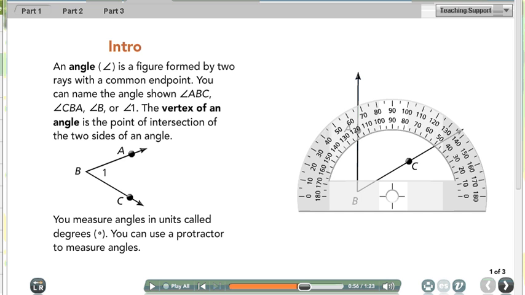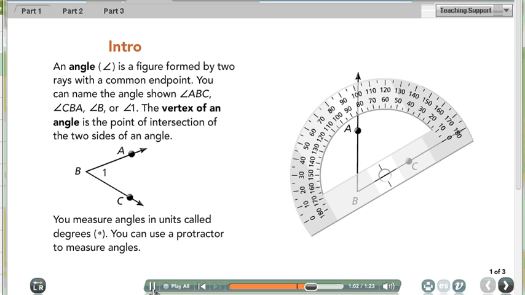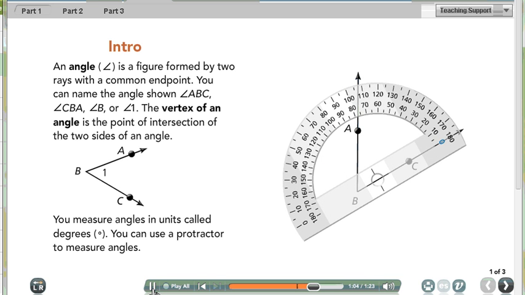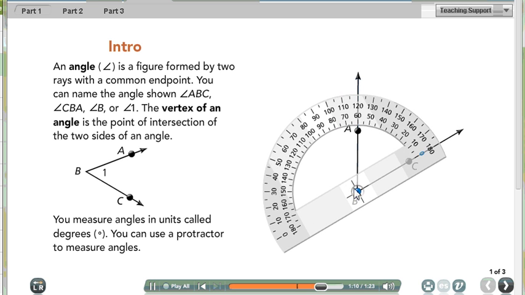Okay, we're watching this one also, and they're going to place this over. See, they're still sliding it. They're lining it up so that these lines all go together. Then they have that in the center, and they're going to be reading from the bottom up. So when we read this, we see that we are going to be 60 degrees.